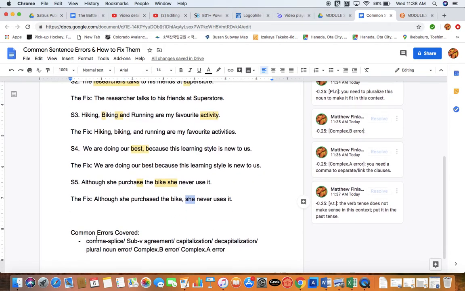Okay, so we've covered off comma splices, subject verb agreement, capitalization, decapitalization, plural noun errors, complex B error, complex A error, and the last one was verb tense. Okay, excellent. Wonderful.